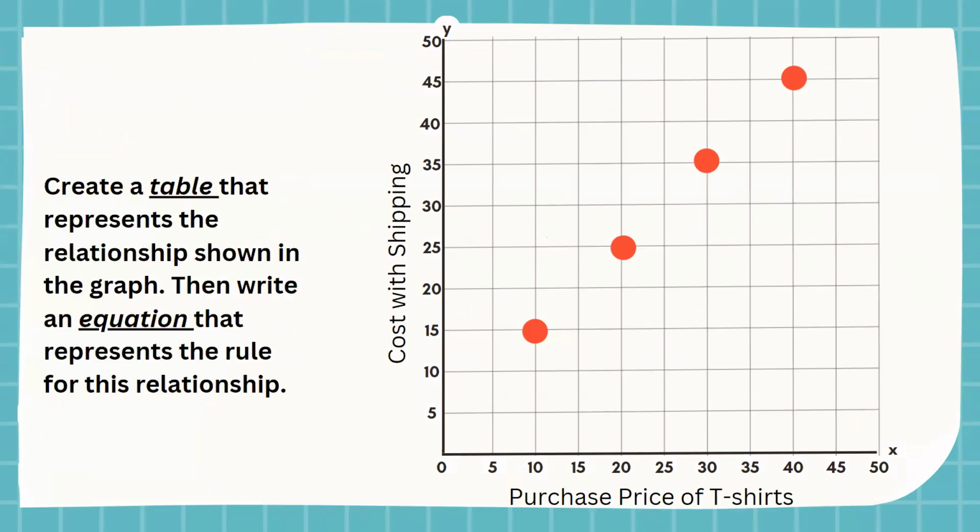You are tasked with creating a table that represents the relationship shown in the graph and to write an equation that represents the rule for this relationship. Finding the rule of an equation helps us easily determine the output value.